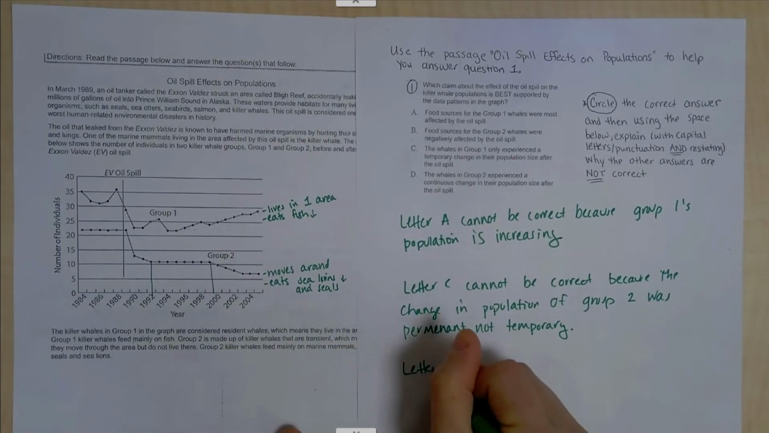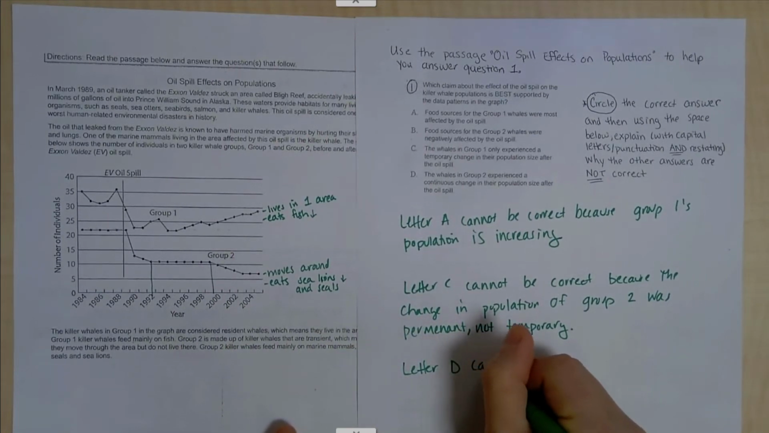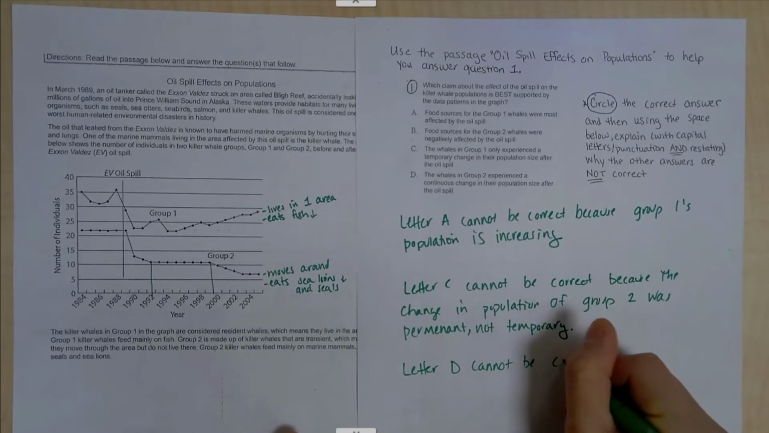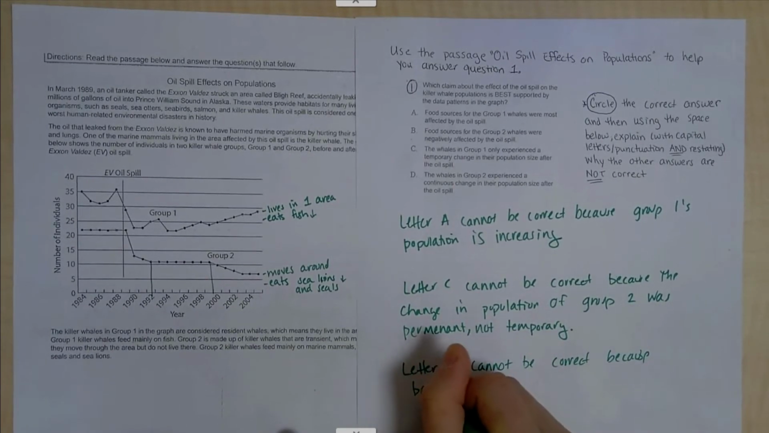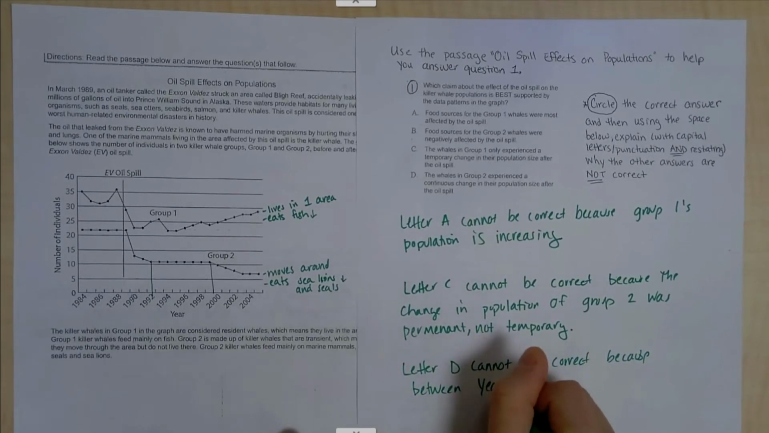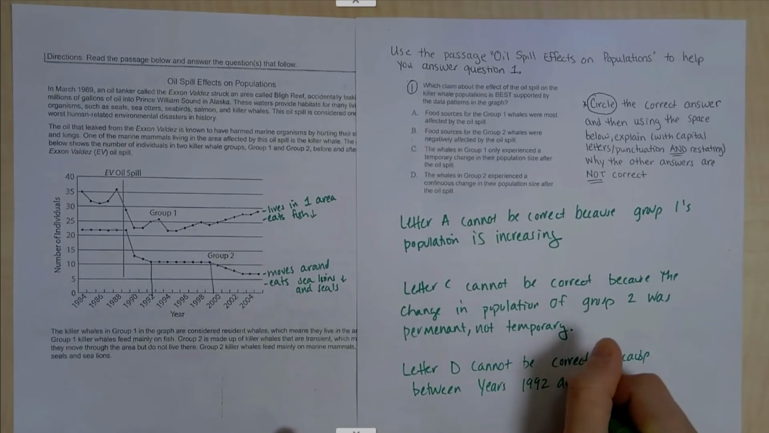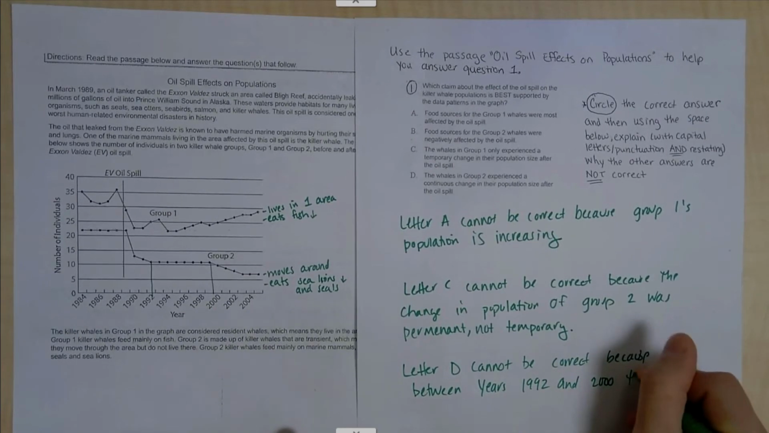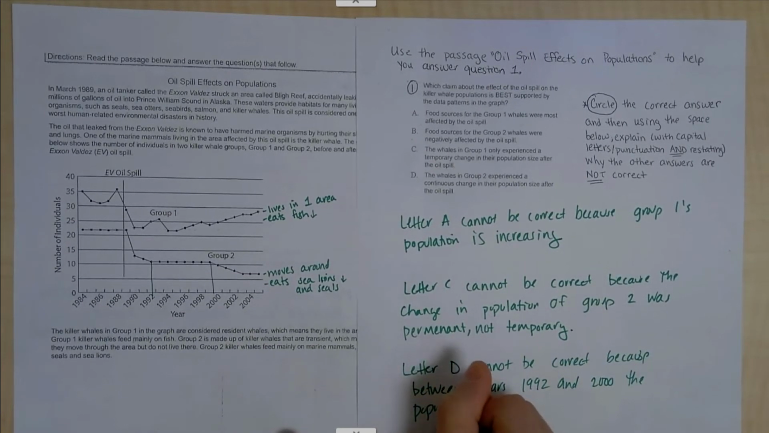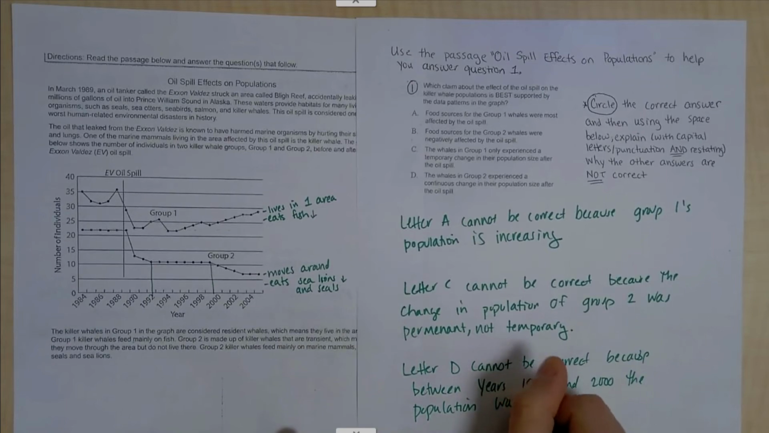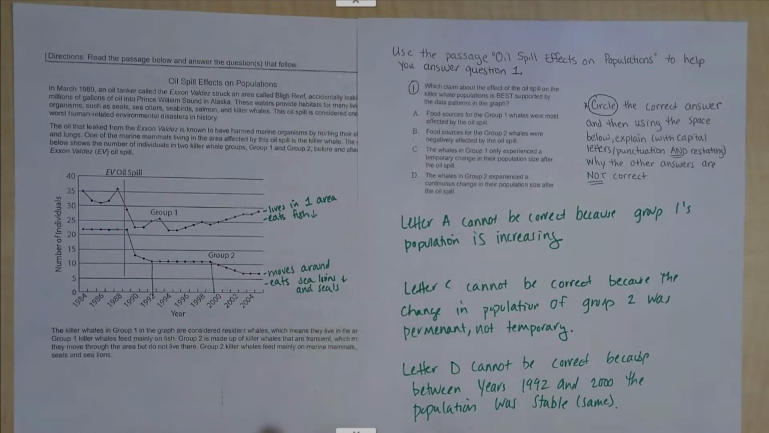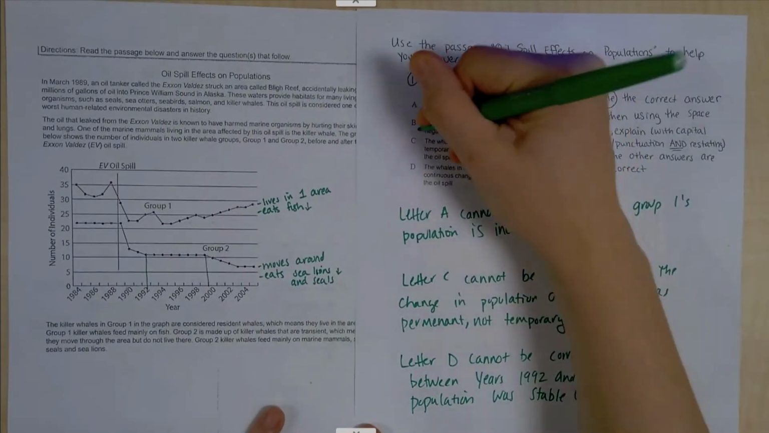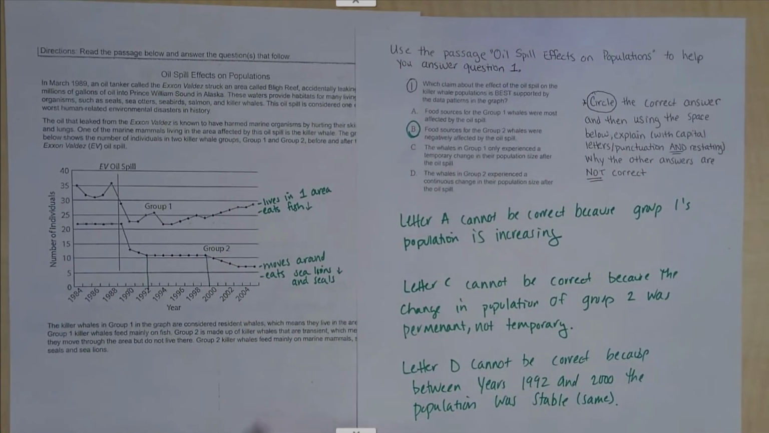So I'm going to write letter D cannot be correct because between years 1992 and 2000, the population was stable, which means that it was the same. And so as long as you have something similar, that's fine. So the correct answer was B. Now let's check the back side and see how you did with that.